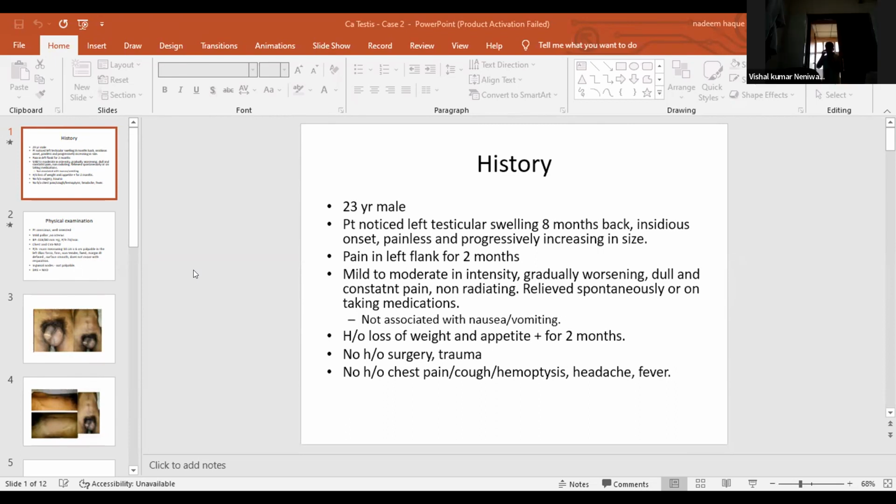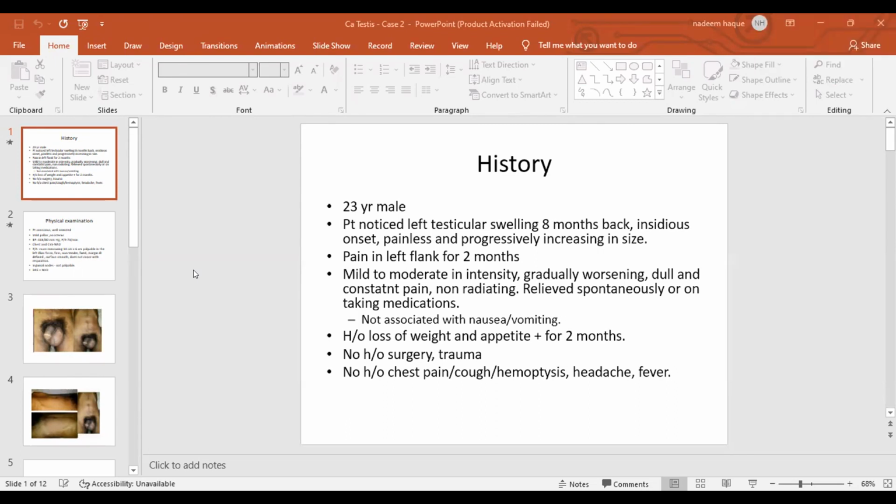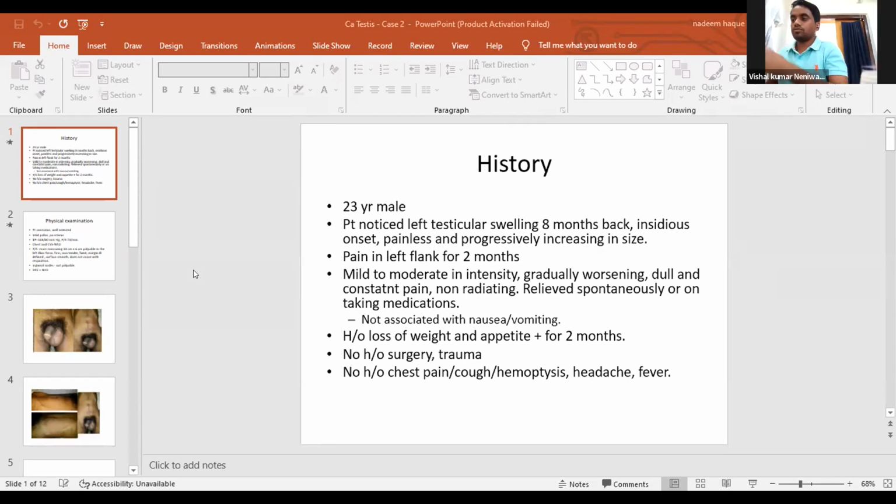He is also complaining of pain in the left flank for the past 2 months, of mild to moderate intensity, which is gradually worsening. It is constant, dull-aching, non-radiating, and on and off.